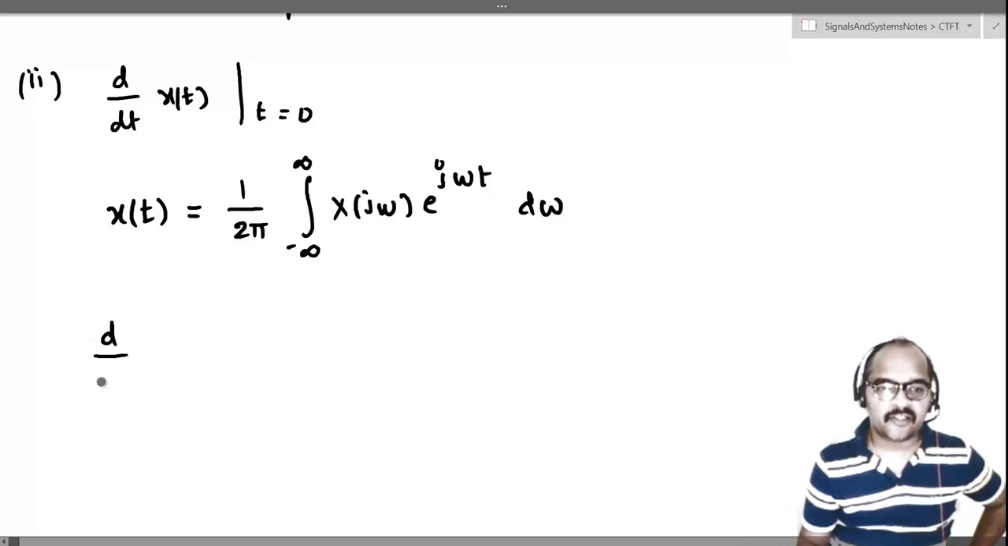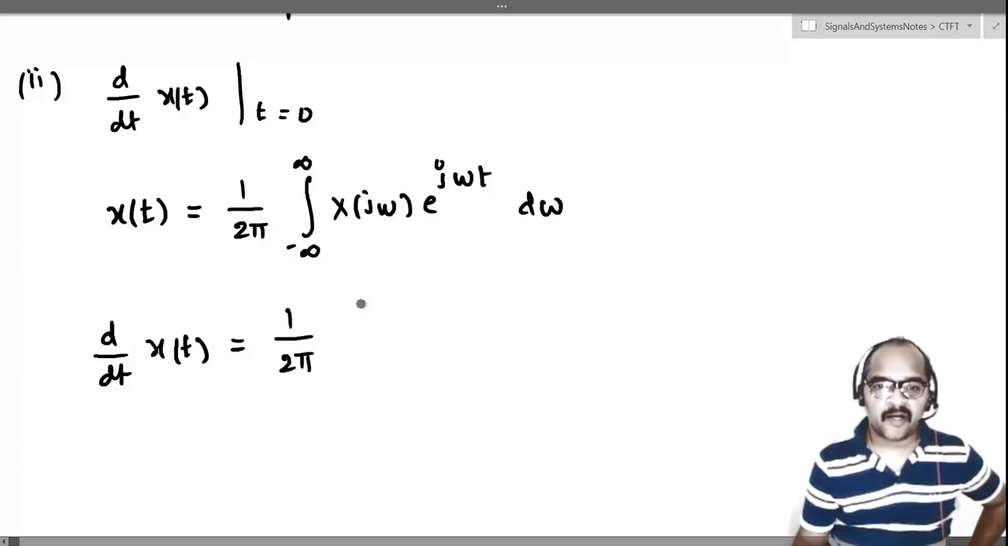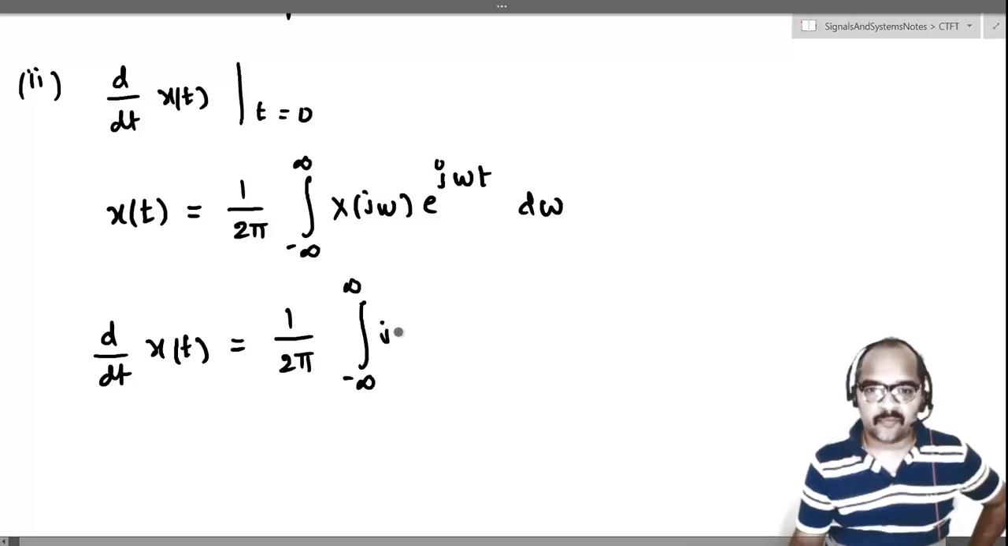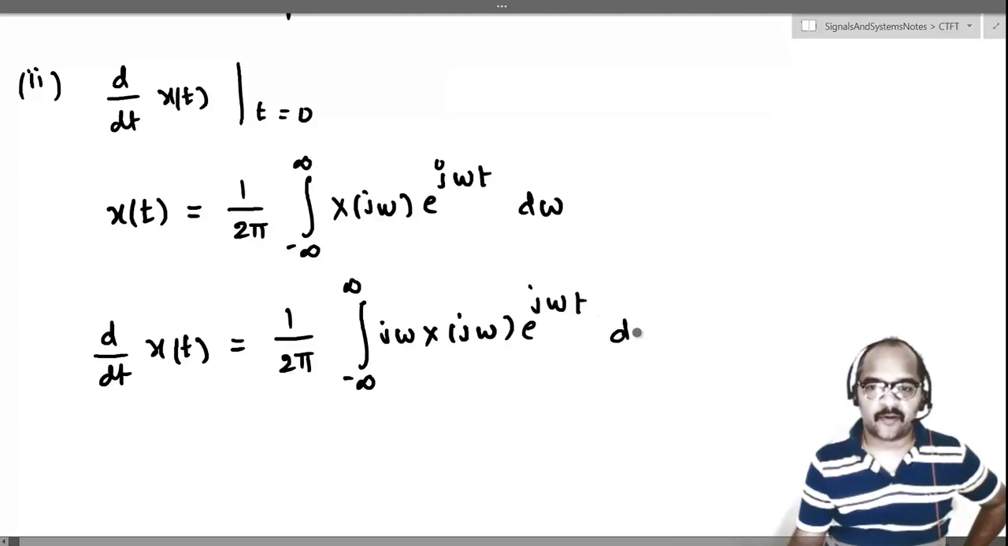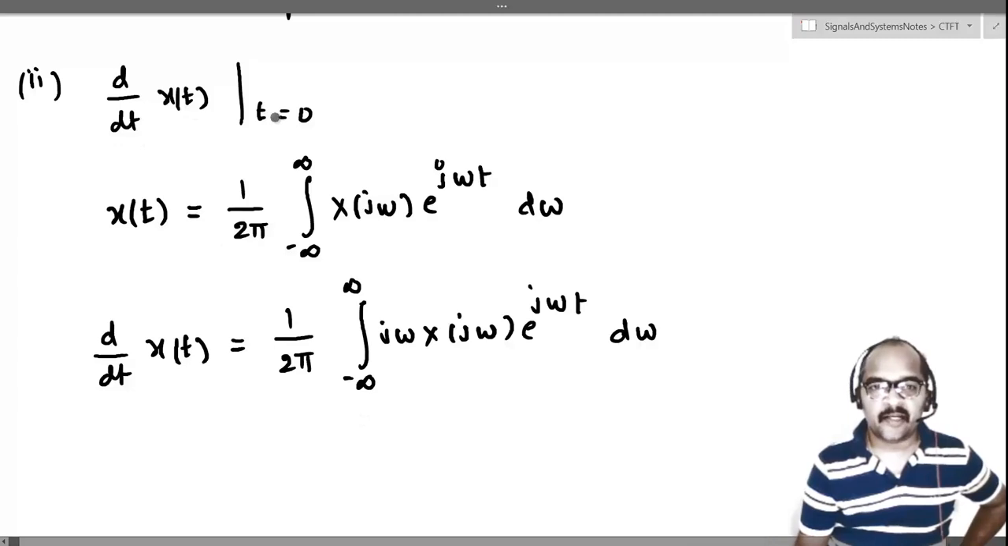Now if you differentiate this, d by dt of x(t) would be equal to 1 by 2 pi integral from minus infinity to infinity. X(jω) is a constant, but there is a t term here. If you differentiate e^(jωt), what will happen? We will get jω e^(jωt) dω. So this is our d by dt of x(t), but we want d by dt of x(t) at t equal to 0.